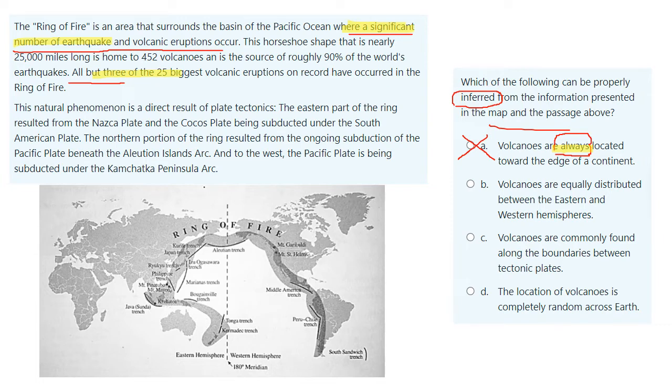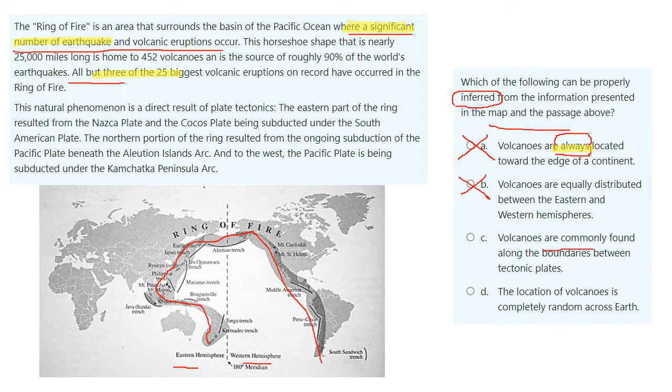Volcanoes are equally distributed between the eastern and western hemisphere. Well, we do have the eastern hemisphere, we do have the western hemisphere, but we don't know exactly how many volcanoes are in the east, and we don't know exactly how many volcanoes are in the west. We have this horseshoe shape because this is the edge of tectonic plates. So we can take that away.